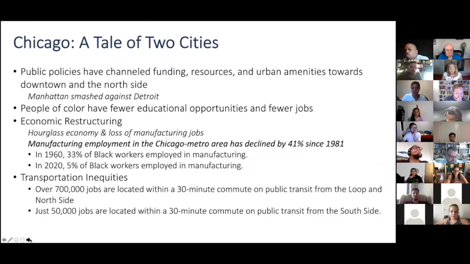And when we've talked about Chicago, this is often overused, and I even use it in the title of one of the chapters that I write in the book about Chicago's education system, but Chicago being a tale of two cities.